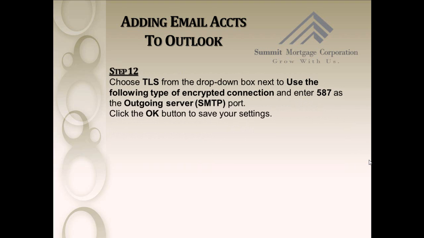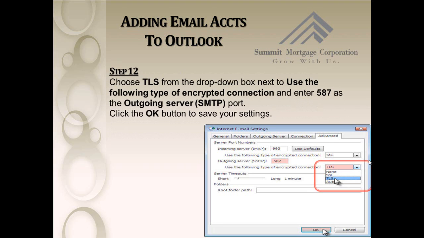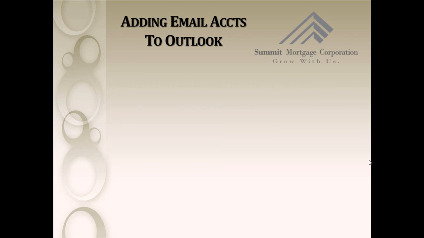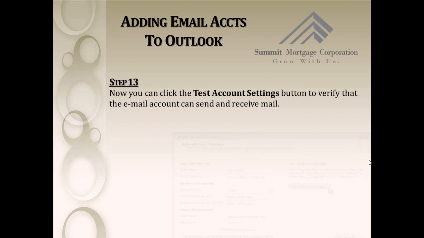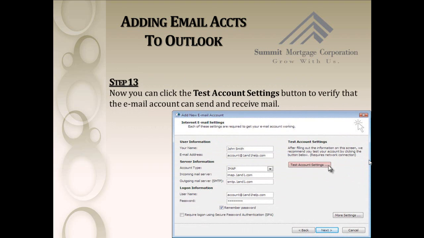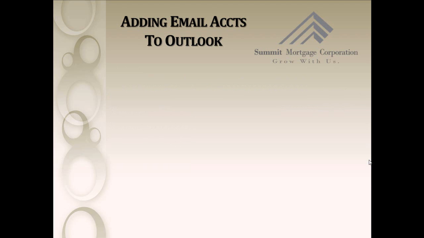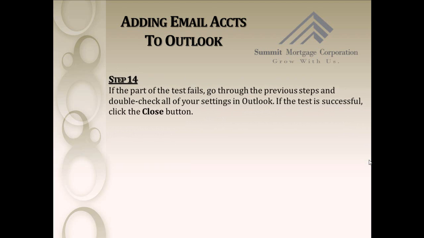For our outgoing server, we're going to choose TLS as the encryption. We'll change our port in this case to 587. We'll click our OK button, save our settings, and now we're going to test our account settings. 9 times out of 10, this works just perfectly. Clicking our account settings, we'll have success.